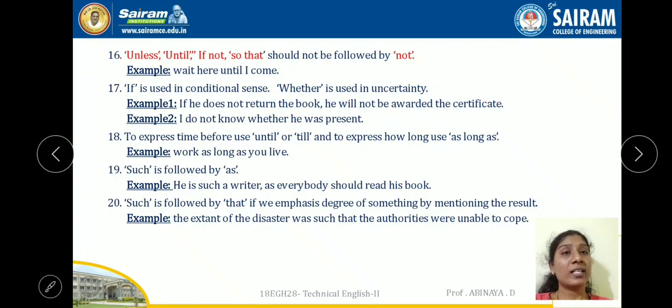Okay. So 20th, such is followed again, such is followed by that. When this that emphasizes the degree of something by mentioning the result, right? We are going to say some result and mention the degree, the extent of the mentioning. At that time, go with that. The extent of the disaster, the degree of the disaster you are saying here, was such that the authorities were unable to cope. So, to tell about an extent, to what extent the seriousness is, to what extent something has happened, at that time go with that, not with as.